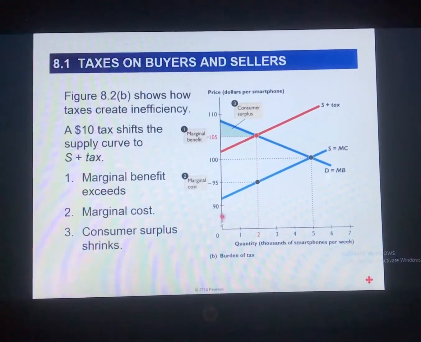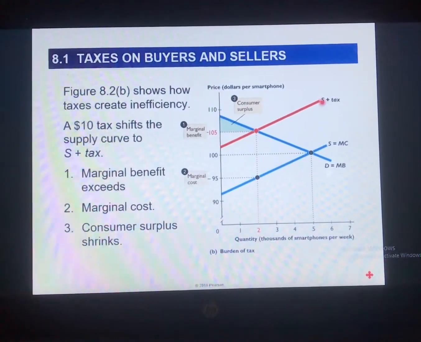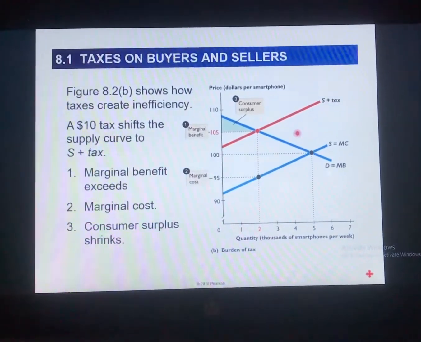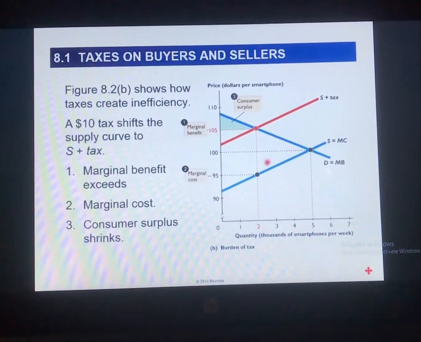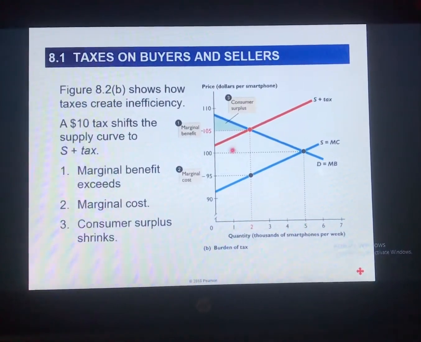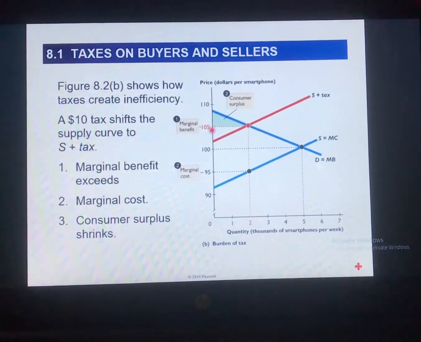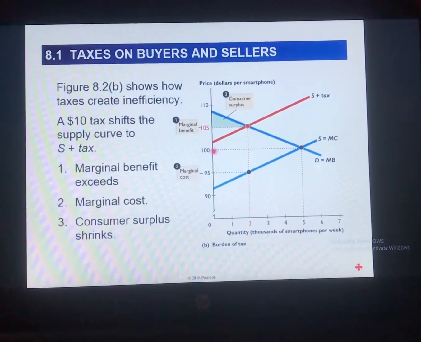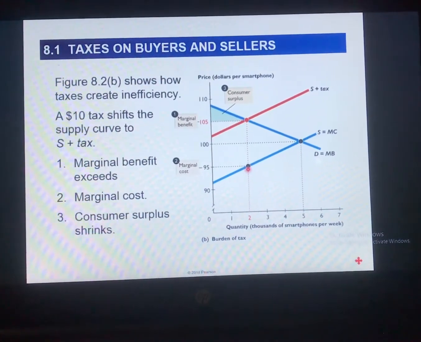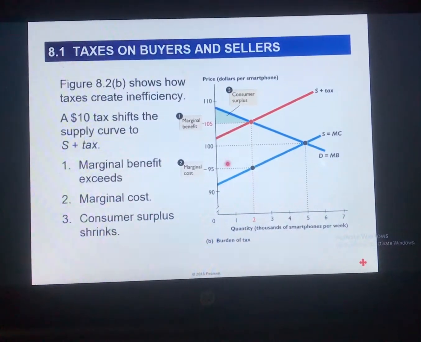Figure 8.2b shows how taxes create inefficiency. A $10 tax, that's this line, shifts the supply curve to S plus tax. So the supply curve goes from this to this. Marginal benefit exceeds marginal cost here, so our marginal benefit starts to get negative. Point 2 shows our marginal cost, and point 3 shows the shrinkage in consumer surplus.